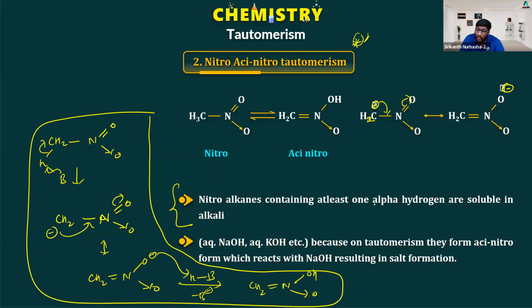Nitroalkanes containing at least one alpha hydrogen are soluble in alkali, aqueous NaOH or KOH, because on tautomerism they form the acinitro form, which reacts with NaOH resulting in salt formation. Whenever this compound CH2 double bond N OH O is formed, this OH bond can be broken because an acidic proton is available and it can react with the base to form the respective salts. Is that point clear to everyone or not? Nitroalkanes containing at least one alpha hydrogen are going to be soluble in alkali. Why? Because the base reacts with the acinitro form, which has an acidic proton.